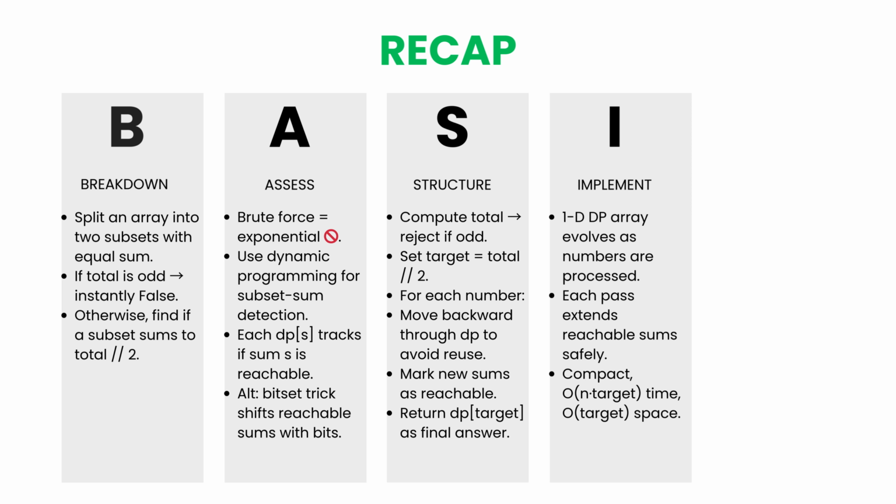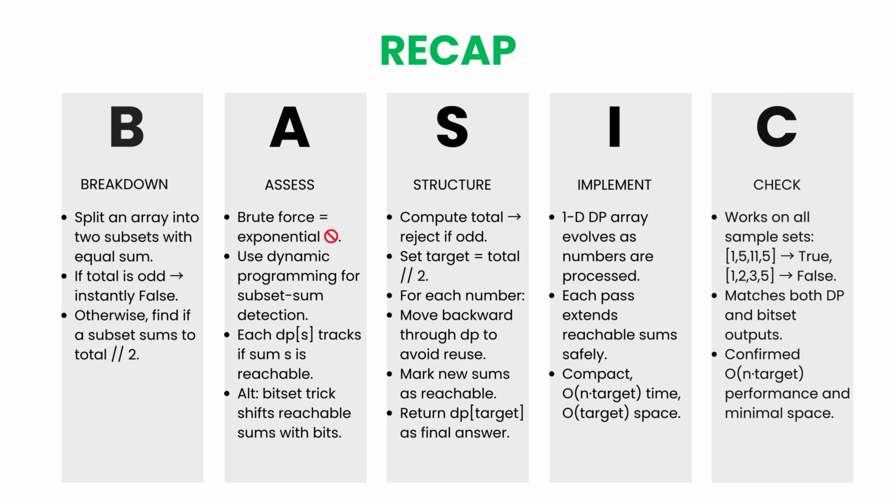Implement recap. During implementation, we built a one-dimensional DP table that expanded as we processed each number. The logic stayed clean. Start with DP of 0 set to true, then mark all newly achievable sums. Memory usage stayed low, and execution remained tight, which fits interview constraints very well.